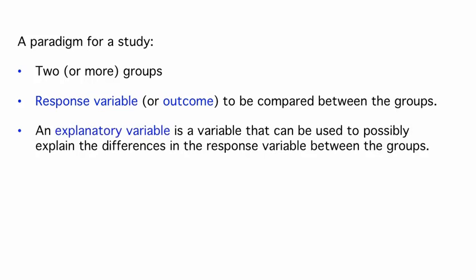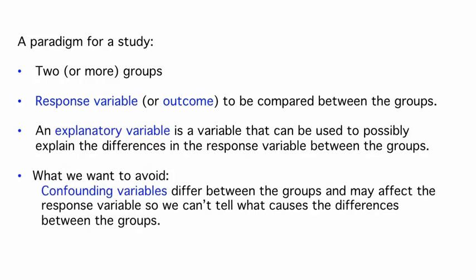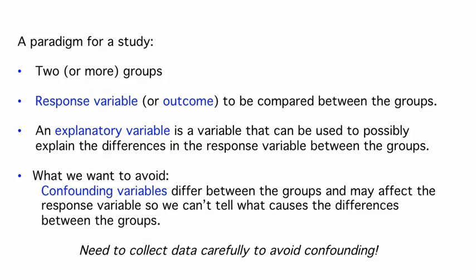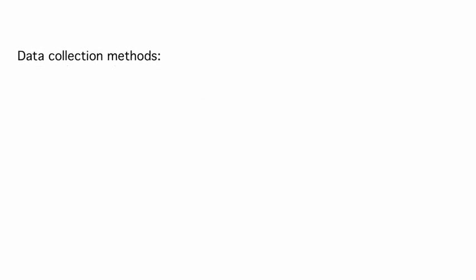An important concern when planning a study and analyzing the resulting data is the possibility of confounding variables. Confounding variables affect the response and have different values in the different groups we're comparing, so that it is impossible to tell if differences between the groups are due to the group composition or due to the confounding variables. To avoid having confounding, again, we need to collect the data carefully. Here are some ways we could collect some data.